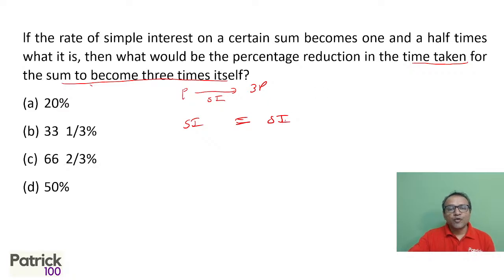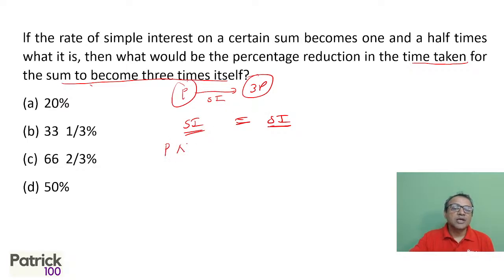So you know the formula of simple interest. Use the formula of simple interest and try to get the answer. If you have any queries, you can definitely ask anything, please feel free to ask. So simple interest is same in both the cases because principal becomes 3 times, amount same. So interest is same in both the cases.